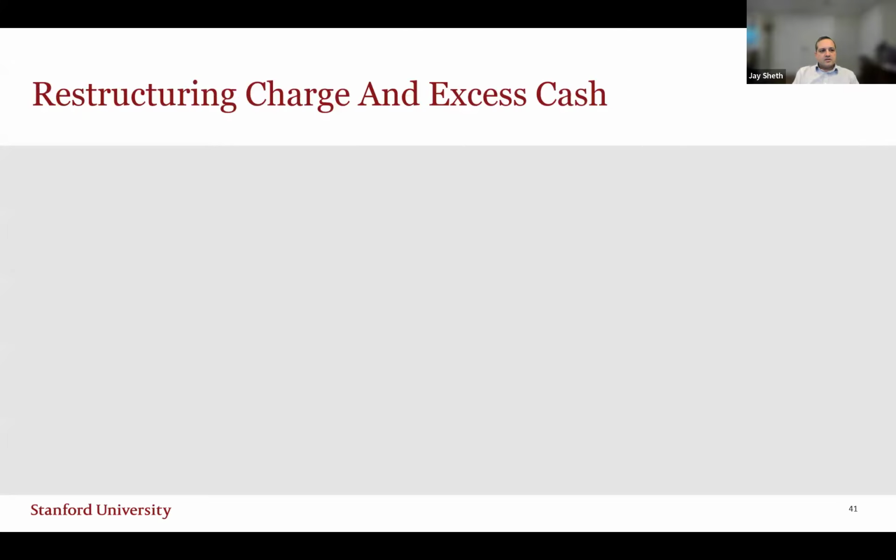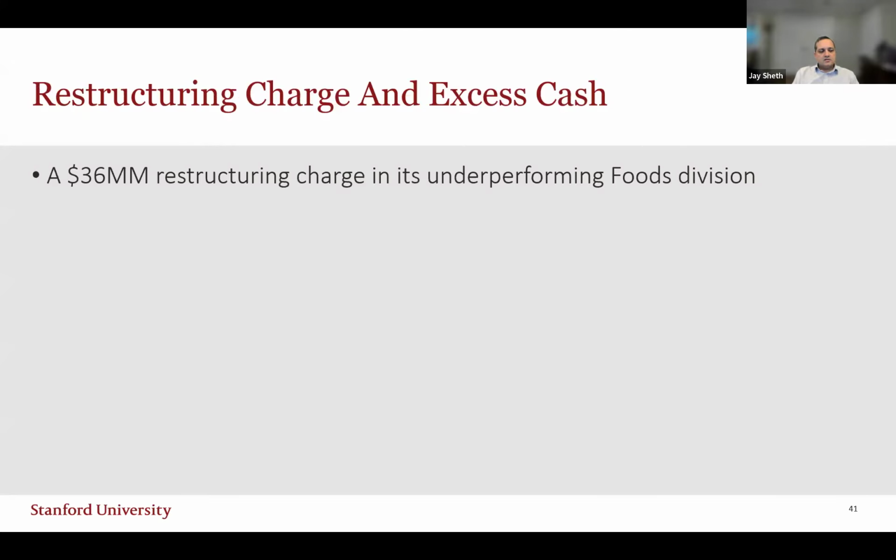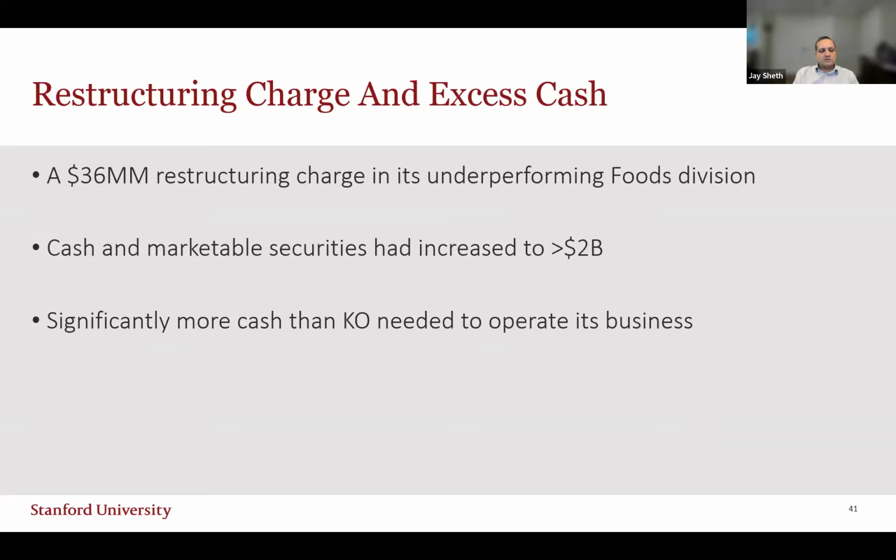Now, a couple other things. In 1987, they took a $36 million restructuring charge for their underperforming foods division. Like we said, cash and marketable securities had increased to over $2 billion, which was basically more cash than Coca-Cola really needed to operate the business.